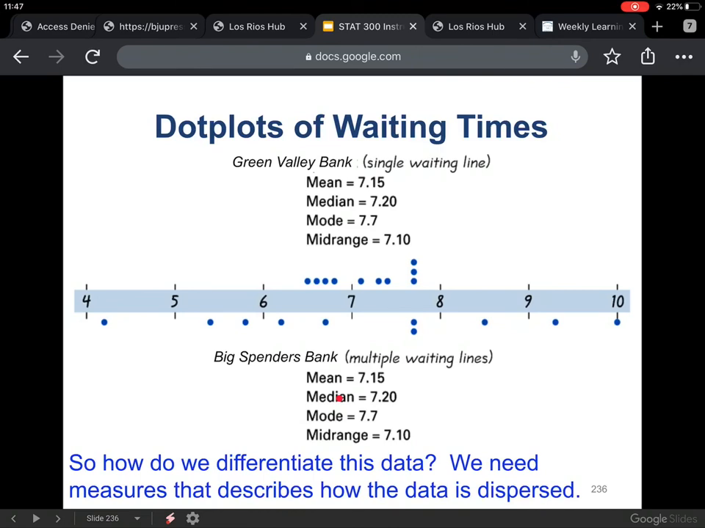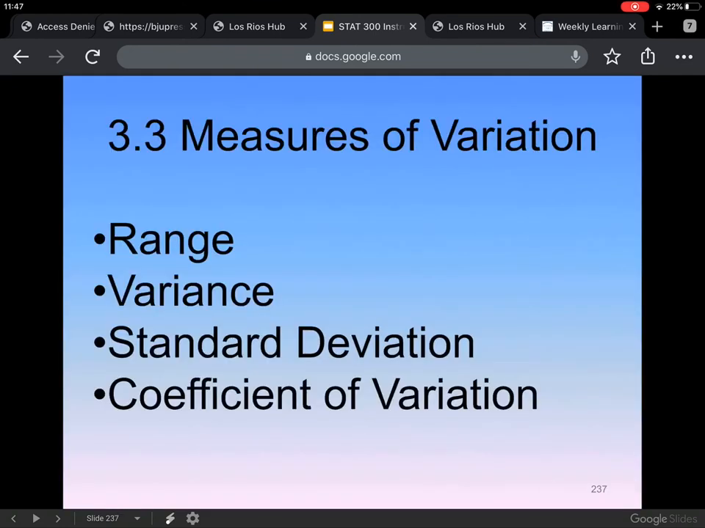So how do we differentiate this data? We need measures that describe how the data is dispersed, not just the center of the data set, but how they are dispersed. And that's what I'm going to go through in the next section. Go through range, variance, standard deviation, both of these are very similar, and then a coefficient of variation at the end.